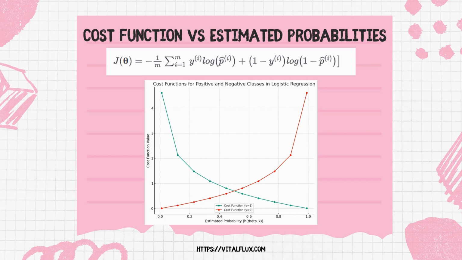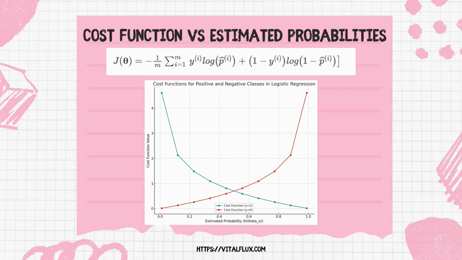Conversely, if the actual label is 0, or the negative class, then the left part becomes 0 because y I is 0. Then we come into the right part of the equation, and what comes into the picture is minus log 1 minus p. This penalizes the prediction if it is far from 0.